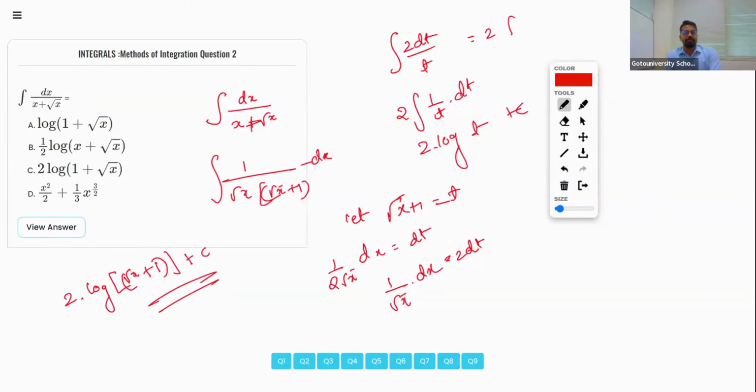So which option is that? We don't have plus c in the question. So the answer is 2 logarithm of 1 plus root x, which is option C. It is 2 times logarithm of 1 plus root x plus a constant c. I hope I'm clear with this. Yes. Let me go to the next question.